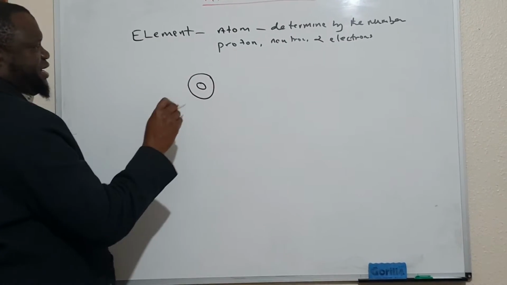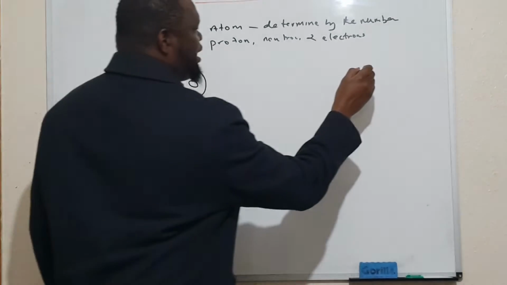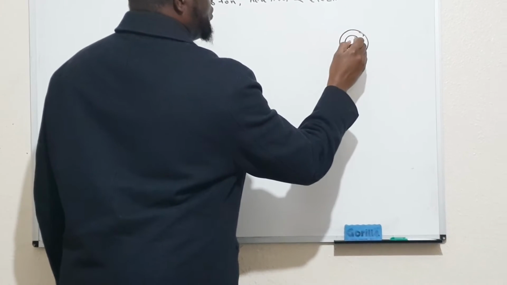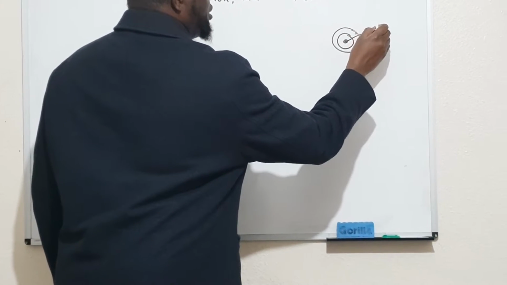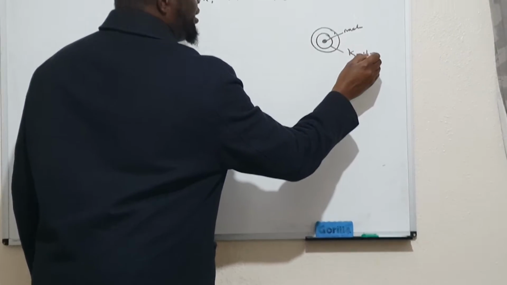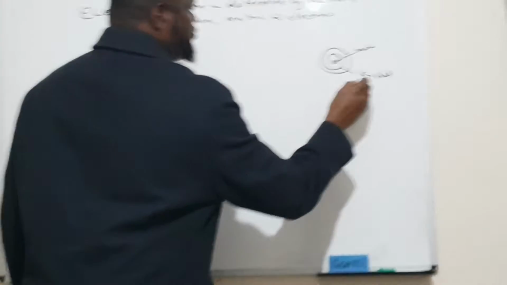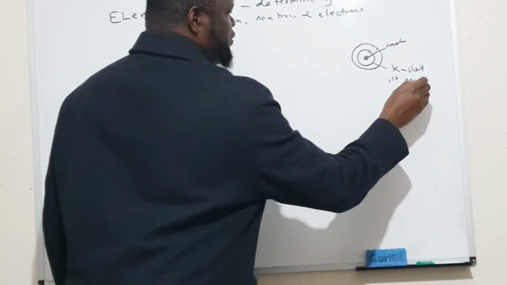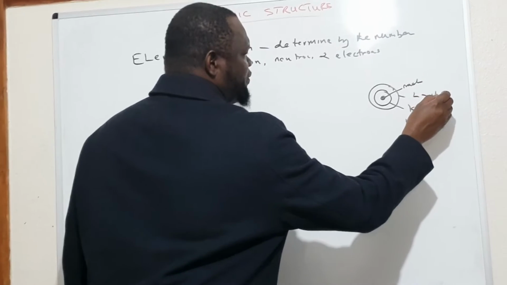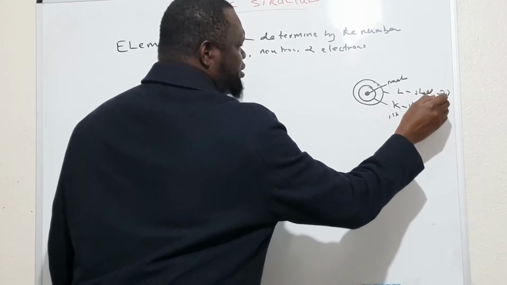The first, we say there's a K shell. When we draw the atom here, we say this is the nucleus, and this is the K shell, or they call it the first shell. And this is the L shell, or they call it the second shell.